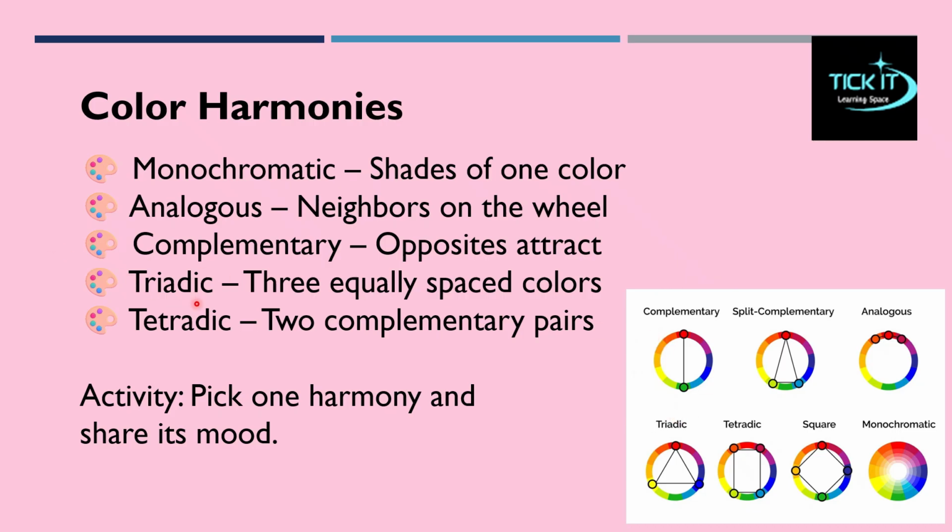Then for the triadic, these are three equally spaced colors. If you look here in this graph, we have red, yellow, and blue. They are equally spaced. You could say it's forming an equilateral triangle. That is because they are equally spaced from each other. While you're still designing your poster or anything, you can choose to use the triadic system to find the colors that you're going to use in your design. Then we have the tetradic. This is two complementary pairs. As you can see here, it still applies.